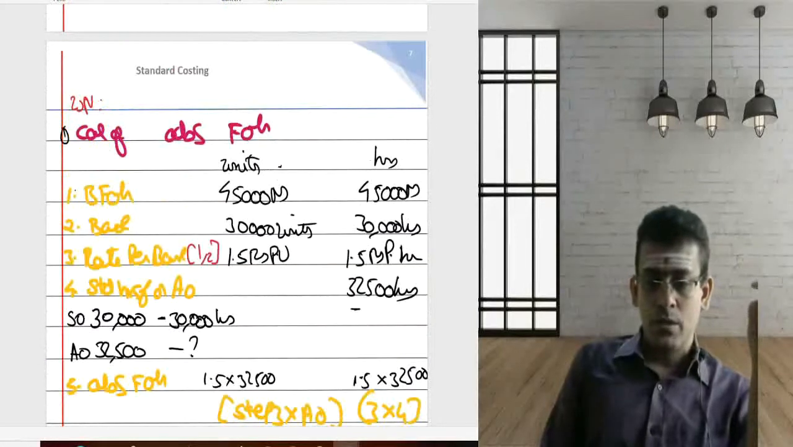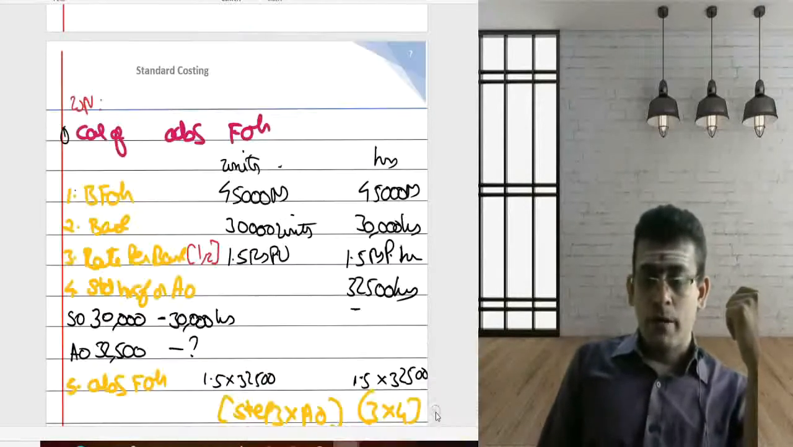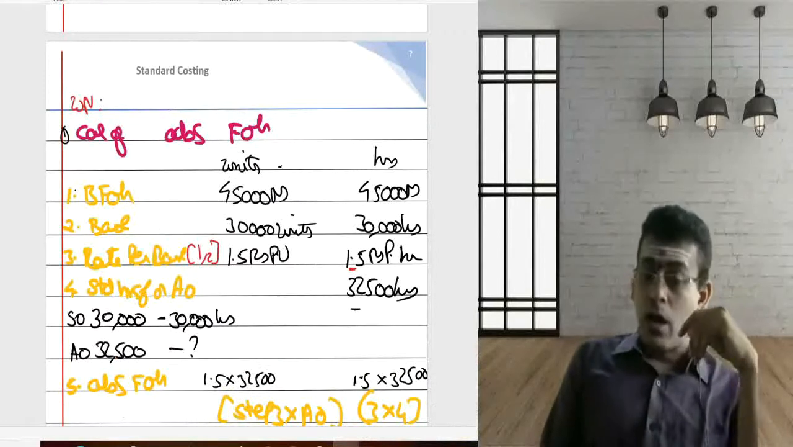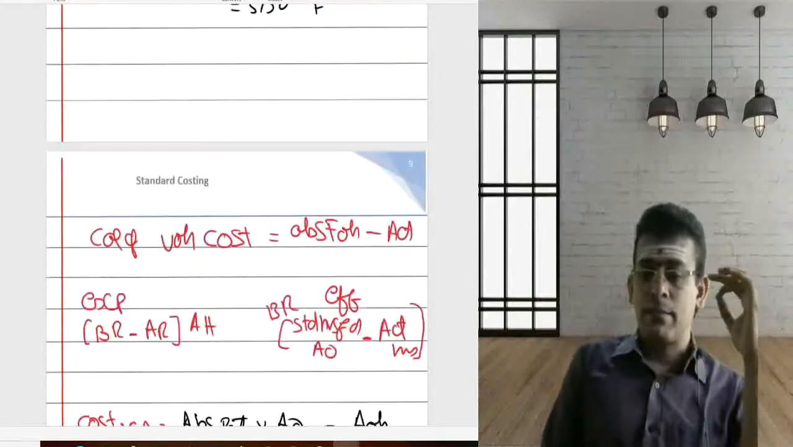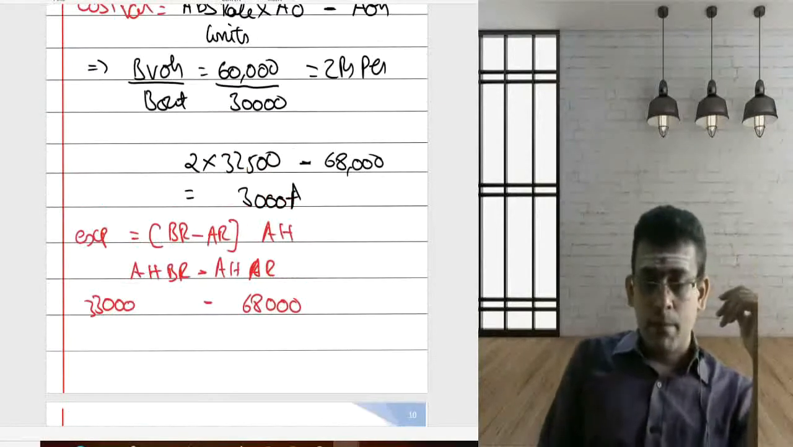Let us go here. Which problem you are doing? 8th. Yeah, 8th one. So we had calculated that to be 1.5 rupees per hour. Okay. We had calculated for your fixed overheads. The same way I need to calculate for your variable overhead also. Let us calculate that budget rate per hour.